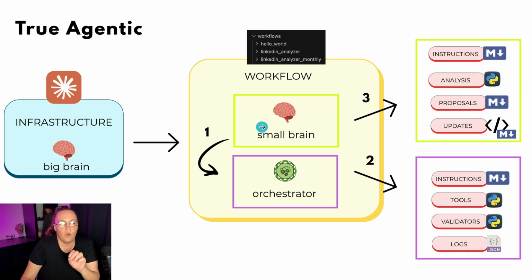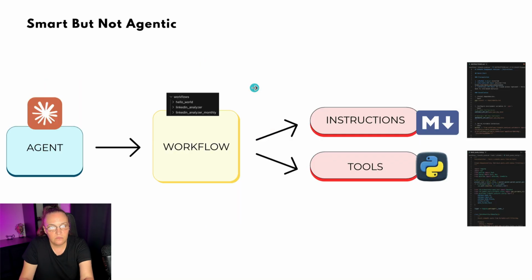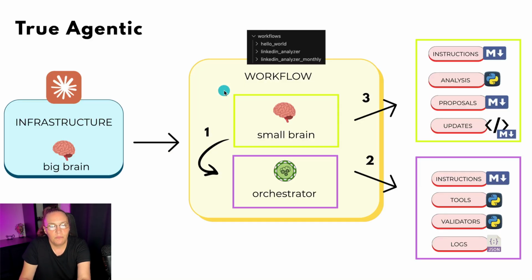And this is how agentic AI is different from that. Because agentic AI needs to have the ability to learn, to analyze, to update when it needs to, and become smarter over time.